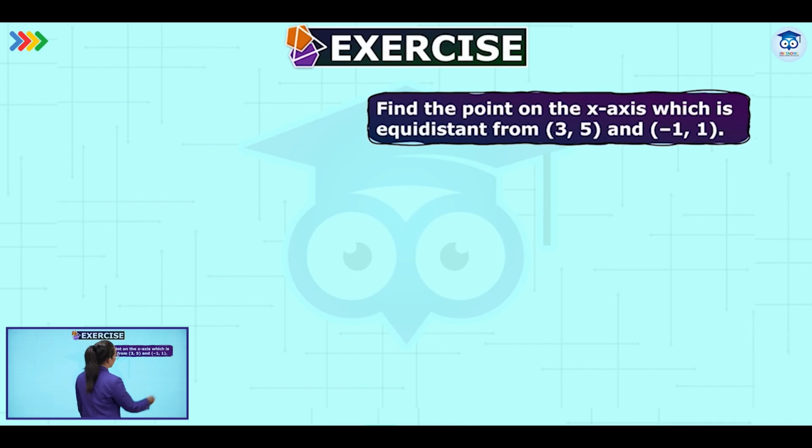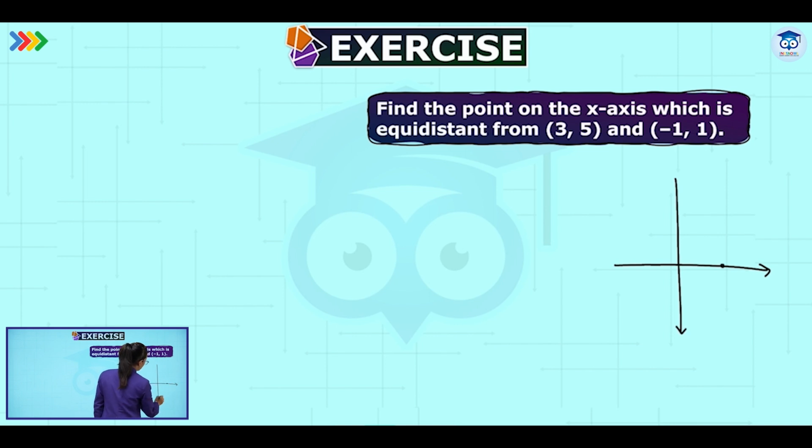Means we have 2 points and then we are going to find a point on the x-axis. So the x-axis is somewhere here, right? The point may be here or here. It may be anywhere on the x-axis, but it should have the same distance from these 2. 3 comma 5 will be somewhere here, right? And minus 1 comma 1 will be somewhere here. That's not the perfect value I'm talking about, not up to the scale. Now we will be finding one point which is equidistant, means the distance from this to that point and the distance from this to that point should be the same.